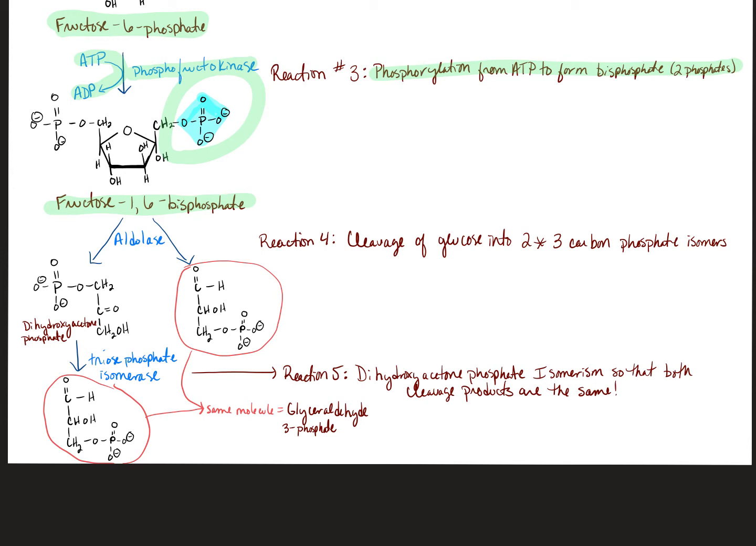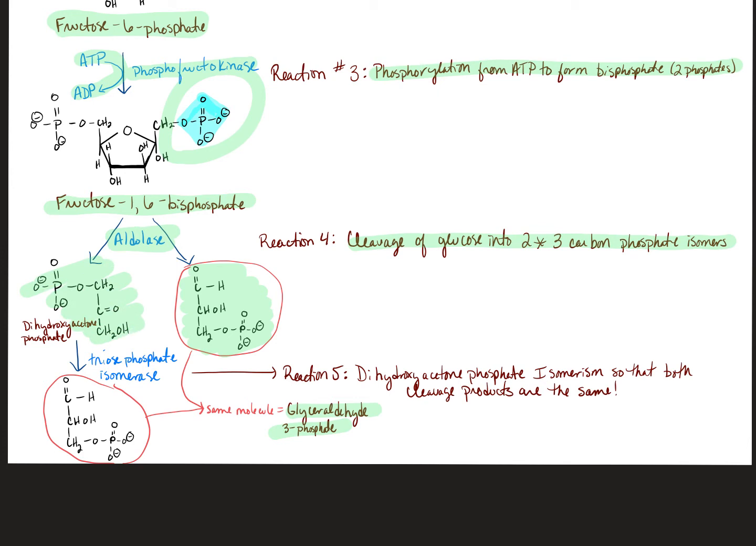So reaction 4 is actually really kind of cool. What ends up happening is this aldolase comes in and cleaves the glucose into 2 and 3 carbon phosphate isomers. Okay, now what ends up happening is we end up with this guy, which is known as glyceraldehyde 3-phosphate, and we also end up with this guy.